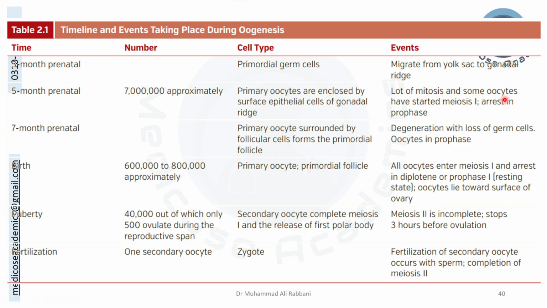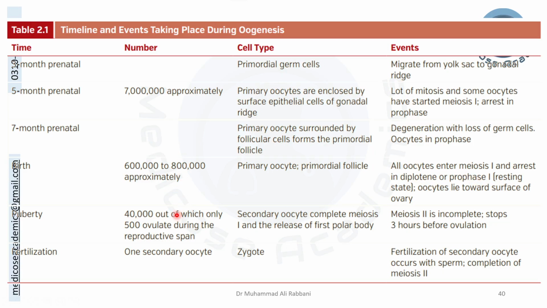Mitosis is going on, increasing their number, and they are converted into meiosis 1. They start to get arrested in prophase 1. By the seventh month, all of those have been converted to primary oocytes, and all of them have been surrounded by follicular cells to form primordial follicles, and their number is constantly decreasing. At birth, from 7 million, it went to about 700,000, one tenth, 90% dead. Still, they are primary oocytes and primordial follicles, arrested in the diplotene stage.